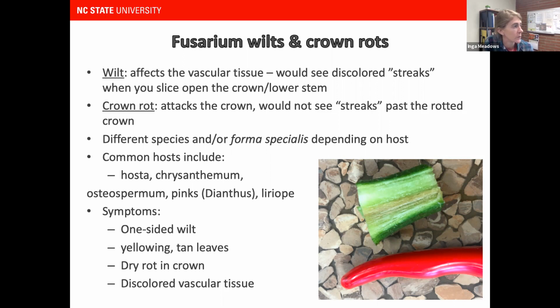So some common hosts include Hosta, Chrysanthemum, Osteospermum, Pinks, Liriope, and there are a number of others. These are just probably the most common ones we see in the clinic. Symptoms, again, it depends on the pathogen and the host, but you might see a one-sided wilt, where one side of the plant is wilting. You might see yellowing or tan leaves. If you cut open the stem or the crown, you might see a dry rot, or you might see discolored vascular tissue, as I mentioned before.